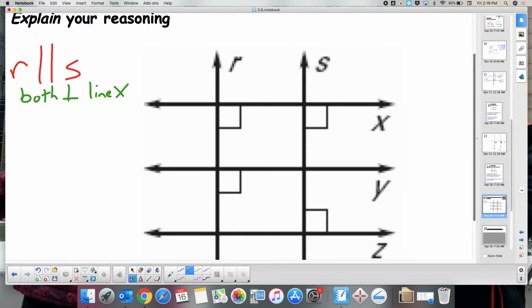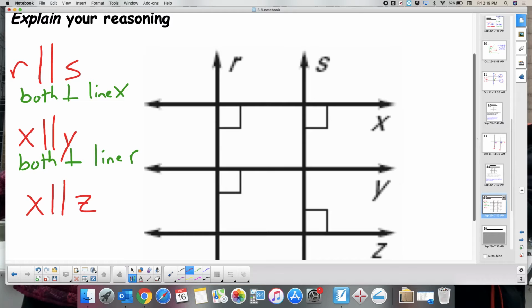Likewise, we can say X is parallel to Y. As for our reason, they were both perpendicular to line R. Likewise, then, we could say X was parallel to Z. As for our reason, they were both perpendicular to line S. Right? Yes, I understand you can put other markings in based on things that we know. But I just wanted to highlight what that theorem actually meant and what it told us about our lines.